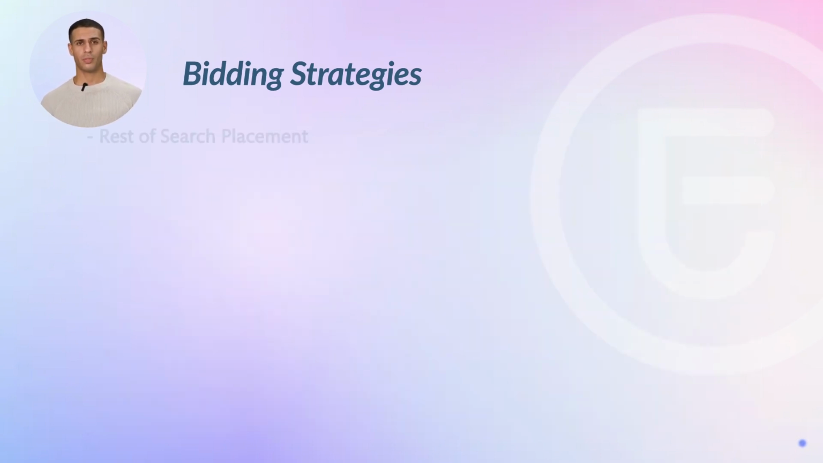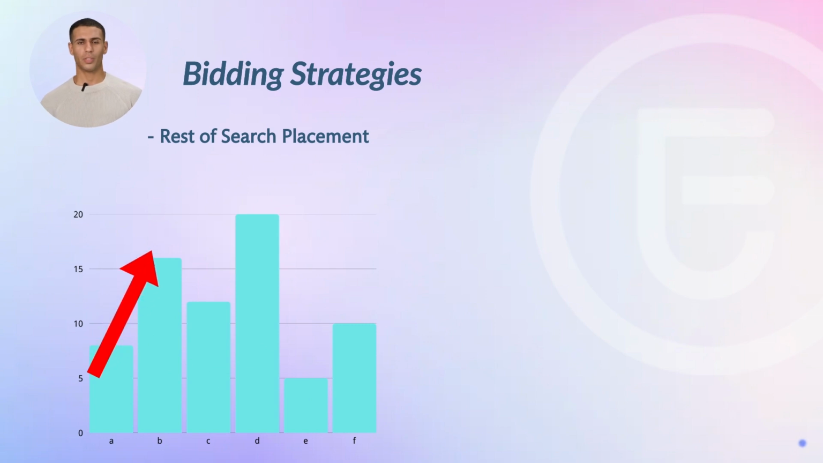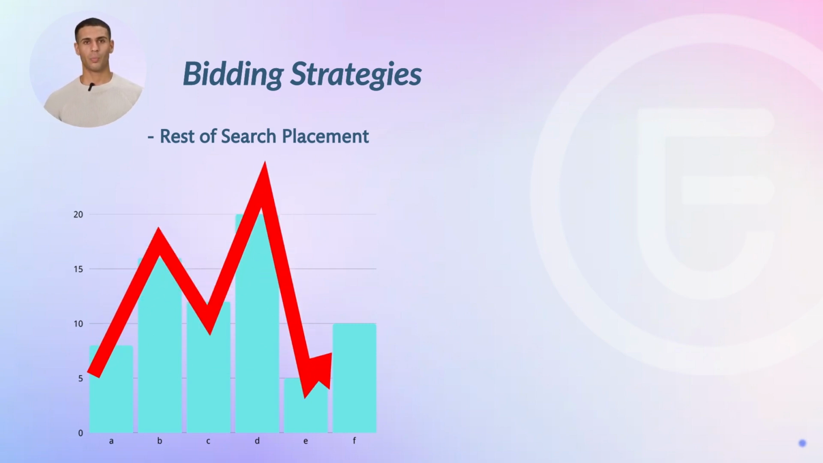Next, let's talk about rest of search placements. Here, your first strategy is to allow the ad system to dynamically adjust based on performance. Use either bid increases or decreases depending on how the keywords perform. Amazon's algorithm will allocate impressions based on conversion potential, which can increase efficiency.